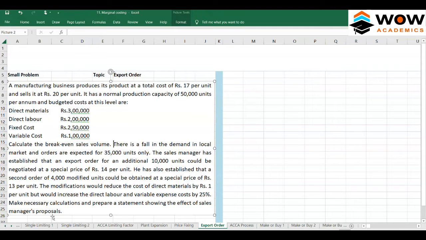So you don't need to work out the profitability for 35,000 units. That is not our consideration. Our consideration is whether the company will make any money in terms of these 10,000 units and these 4,000 units. Okay, so that's the concept here. So we'll start to work out this problem.